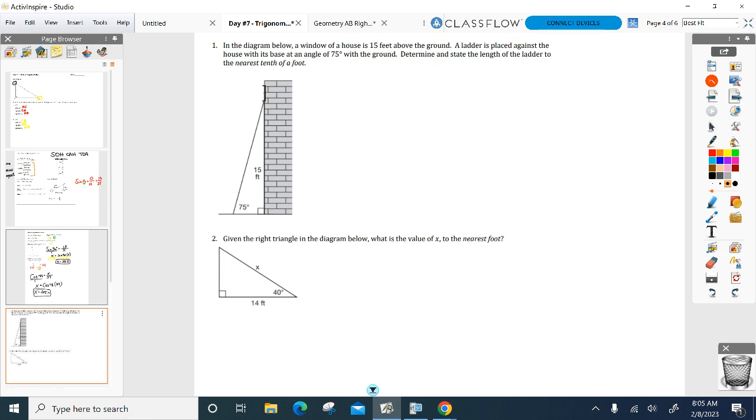A ladder is placed against the house with the base at an angle of 75. State the length of the ladder to the nearest tenth of a foot. So now you have to figure out where to put X. Where's the ladder? It's leaning against the wall, right? So everyone see the side we're trying to find? Ladder leaning up against the wall. Find the length of the ladder. We're all good here, right?